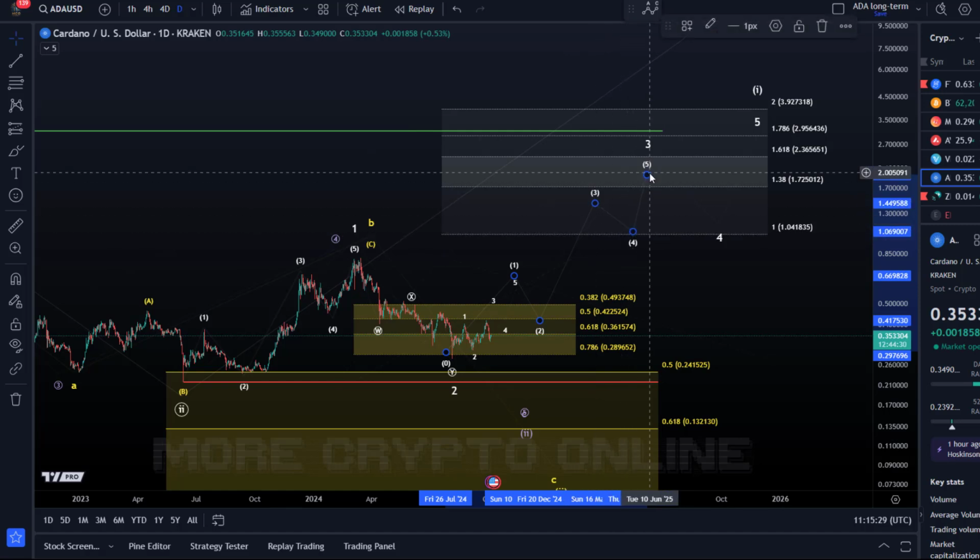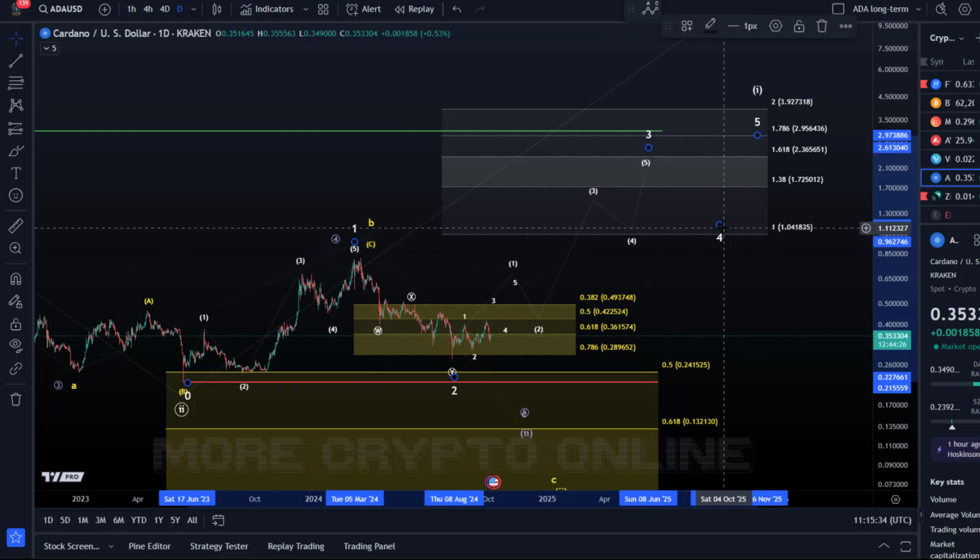Then we should get a wave 4 and a wave 5, which might form a larger third wave, then a wave 4, then a wave 5, and we might land somewhere around $3 to $4. But this is far away from a prediction. And I also need to see it play out level by level, right?